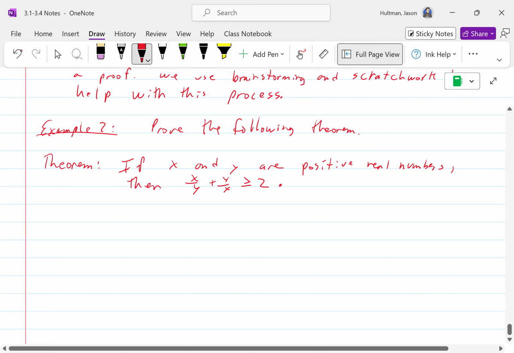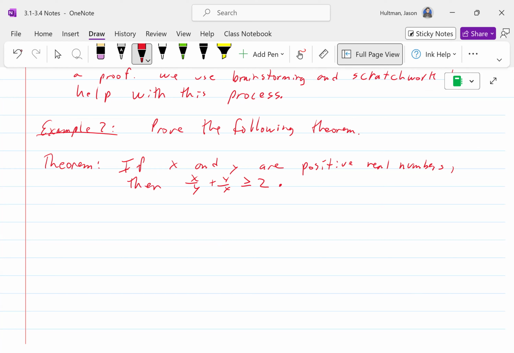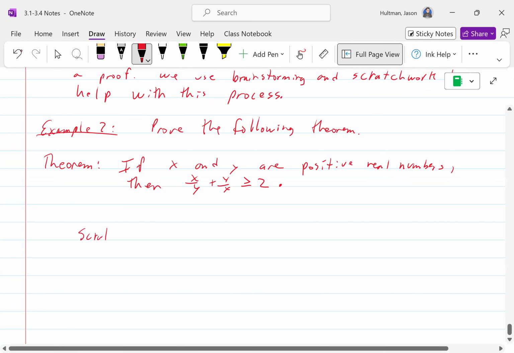So we definitely need to have some sort of x value and some sort of y value, but how am I going to prove that some fraction plus another fraction is greater than or equal to 2? I don't know. So what we might want to do is some scratch work, where we just play around with this inequality.